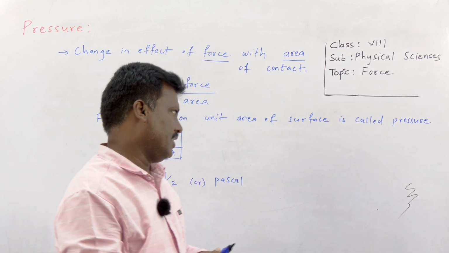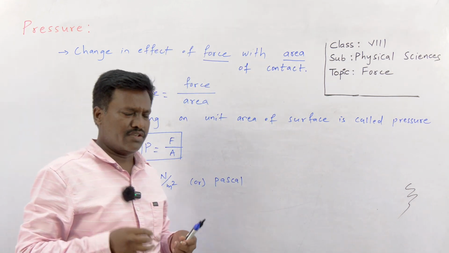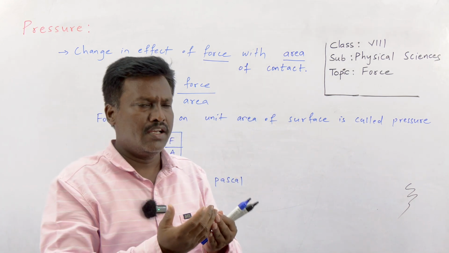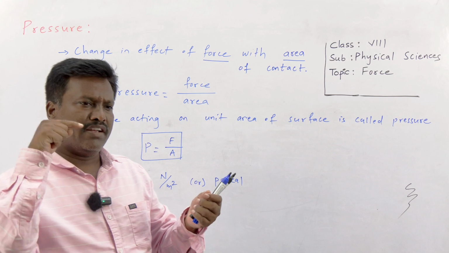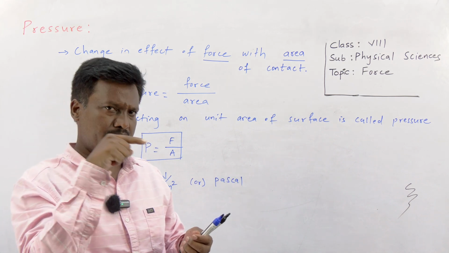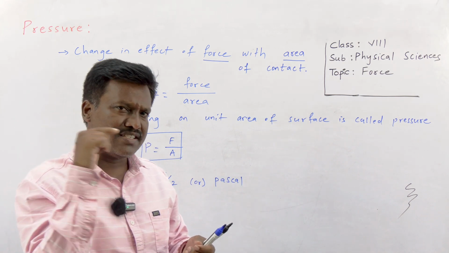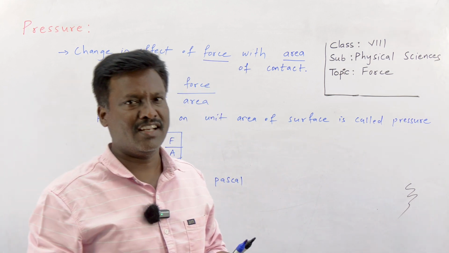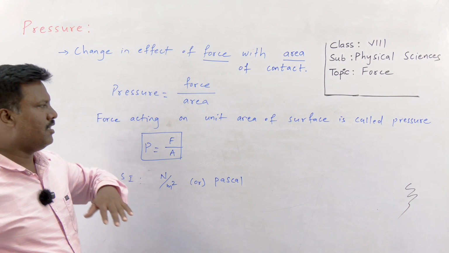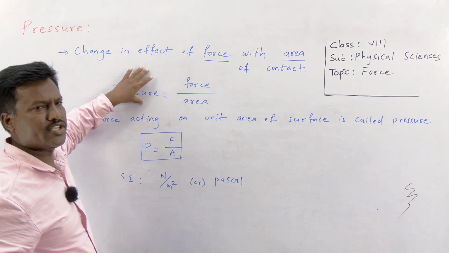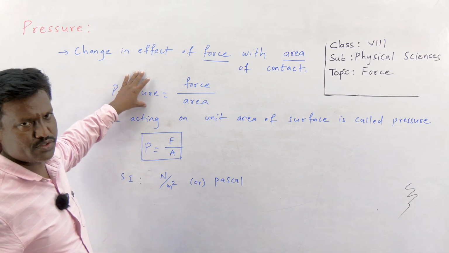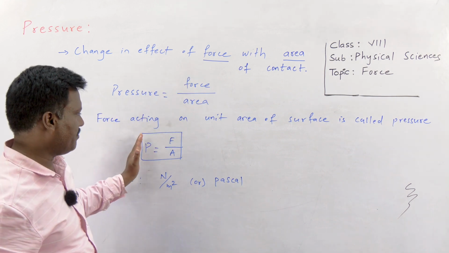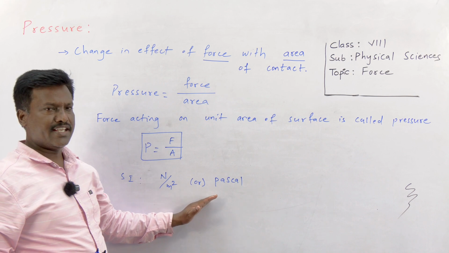Another example: if you take a balloon and inflate it by blowing air, then when you try to pierce the inflated balloon with a finger, you feel some pressure, because the air inside the balloon exerts pressure. All these are examples for understanding pressure in our daily life. Pressure is nothing but force exerted on unit area. This is the mathematical expression, and these are the SI units of pressure.